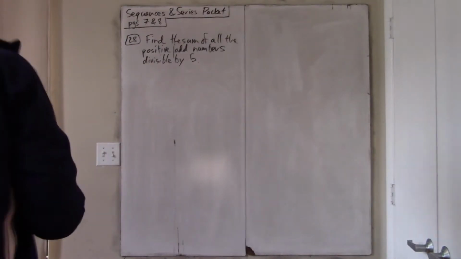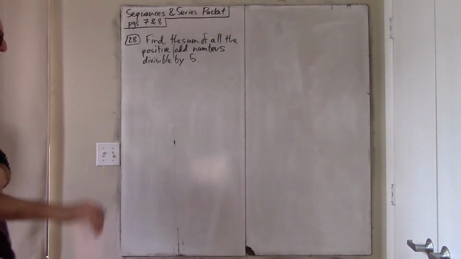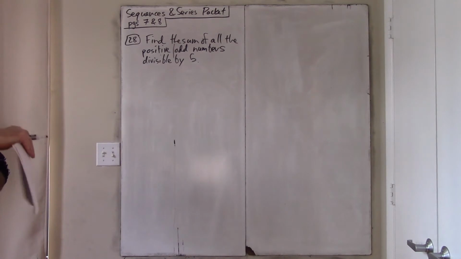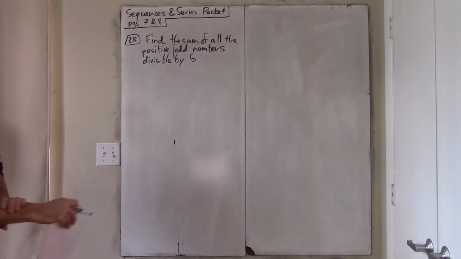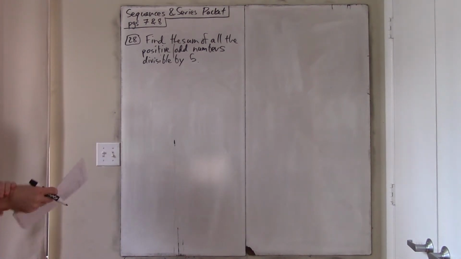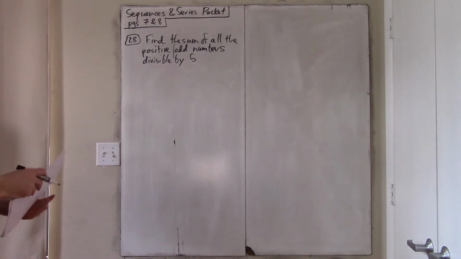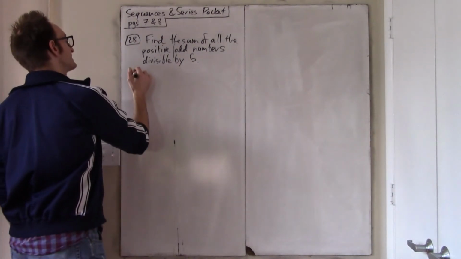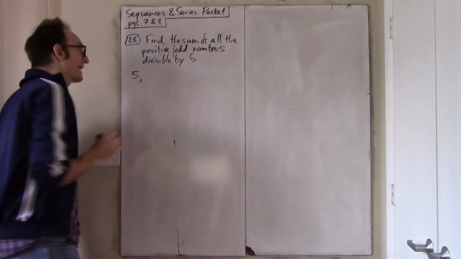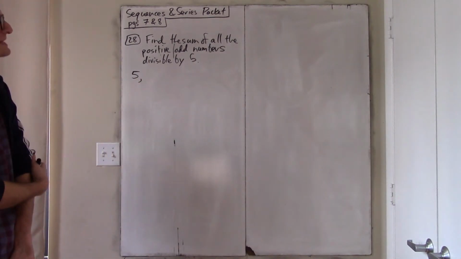Okay, we're back. This is a more straightforward, simple problem. Find the sum of all the positive odd numbers that are divisible by 5. We're looking at positive numbers only, odd numbers only, and divisible by 5 only. Well, 5 is divisible by 5. What's the next multiple of 5? 10, but that's not odd.